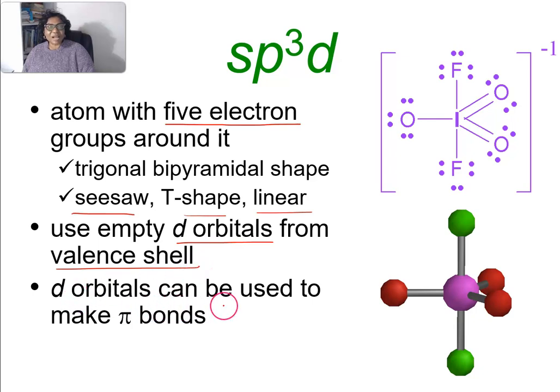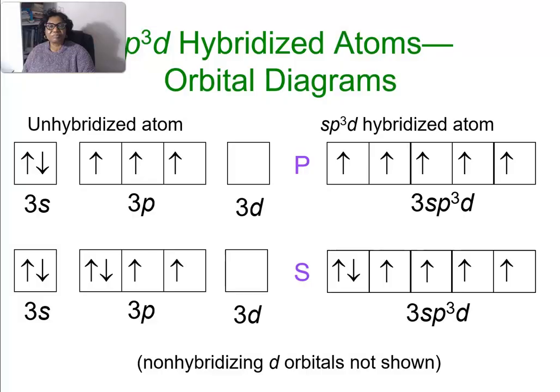D orbitals can be used to make pi bonds. So they use empty d orbitals and mix them with the s and the 3p. They come out with degenerate orbitals, which they use to form those bonds. So let's examine it. sp3d.